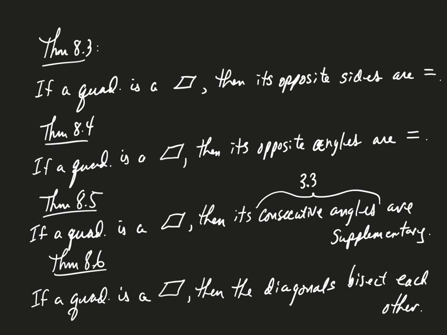So essentially, four things are true if we have a parallelogram in front of us. Opposite sides are equal. Opposite angles are equal. Consecutive angles are supplementary. And the diagonals bisect each other. So that's all of the new stuff for today: the definition of a parallelogram and the four theorems that go along with it.